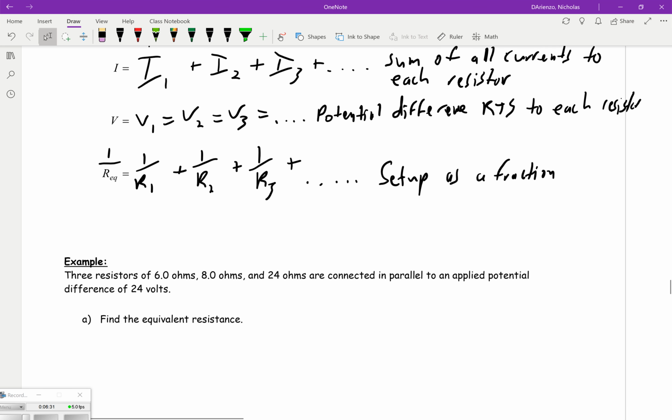So we'll apply this to the example here. We have three resistors of 6 ohms, 8 ohms, and 24 ohms connected in parallel to an applied potential difference of 24 volts. So I'm just going to define some things here.